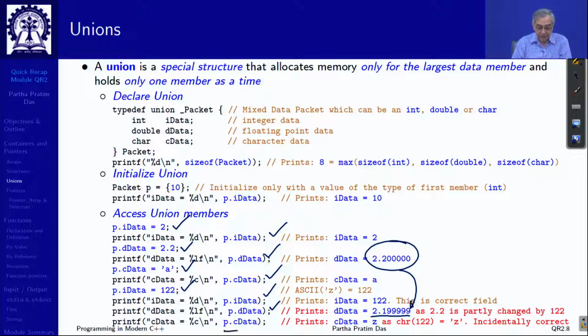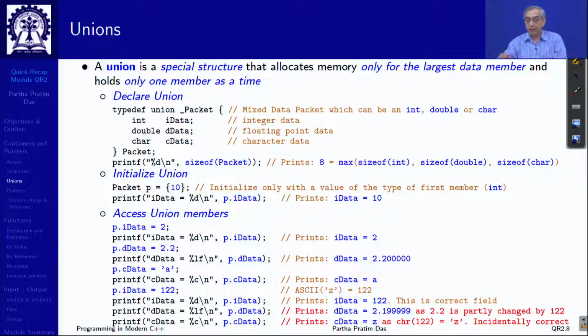Very interestingly, if you try to read this with %c, character data, then it will print Z. Why? Because 122 is the ASCII code of Z. So, it happens to print, right. So, please be careful to always use the field that you have populated.